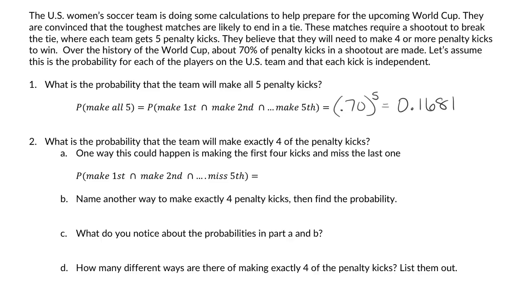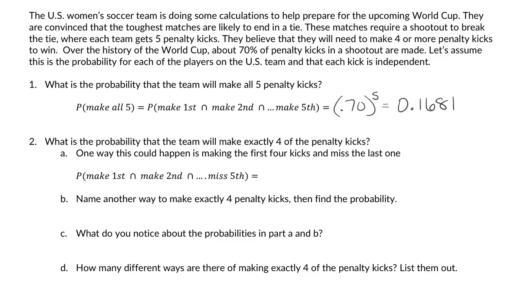0.1681. We're going to round to 4 decimals today, by the way, for pretty much everything we do, unless it rounds cleanly before that. So that's the probability that we, the U.S. Women's World Cup team, make the 5 penalty kicks. 70%, 5 kicks. What is the probability that we make exactly 4 of the penalty kicks?